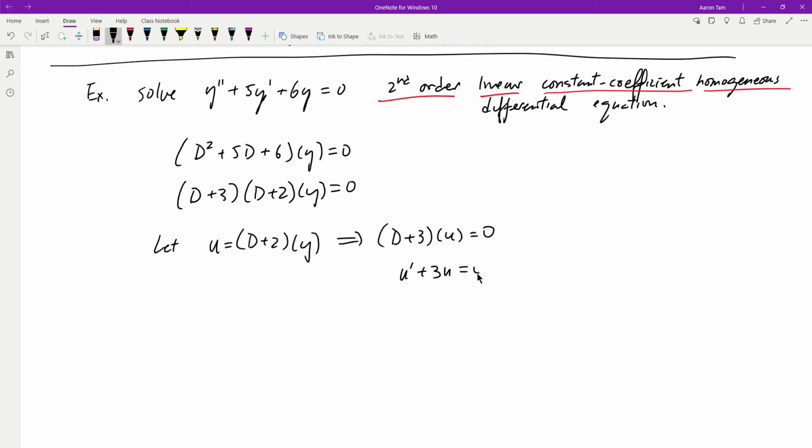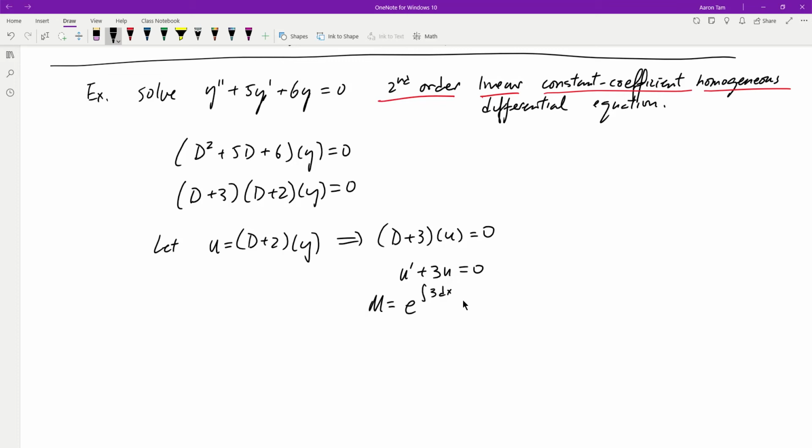So therefore, now what I can do is rewrite this into u prime plus 3u equal to 0. And that is a first order differential equation that I can actually solve. I can solve this because it's homogeneous, using separation of variables or the exponential multiplier method, which I'm going to do.